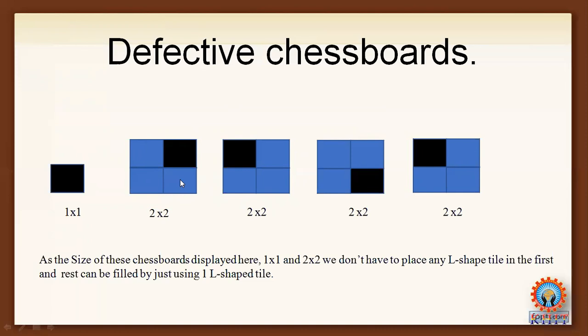So this is the way of filling a tromino, and this is another way, and this is another way. In this way, we can fill the trominoes in 2 by 2 chessboards. If you consider these 4 2 by 2 chessboards, one tromino is fitted into the chessboard and we can fit it around the one defective square. So in each and every 2 by 2 chessboard, one defective square is available. So these are considered as defective chessboards.